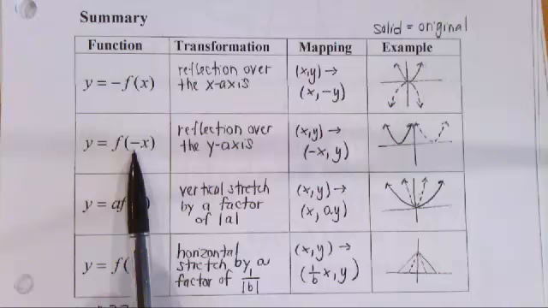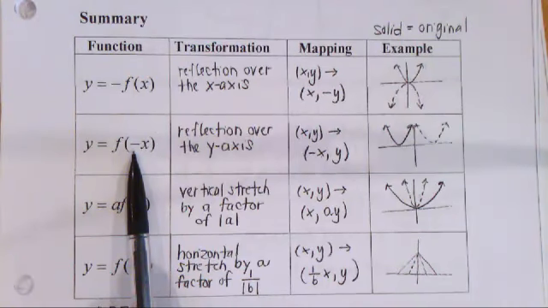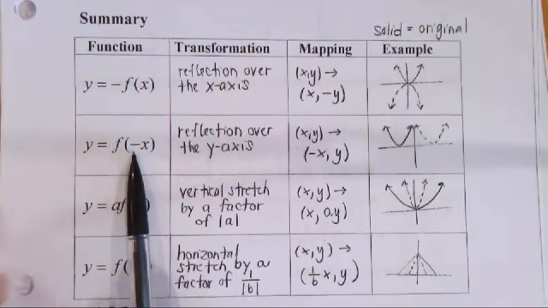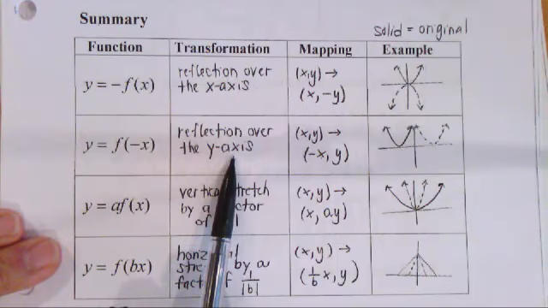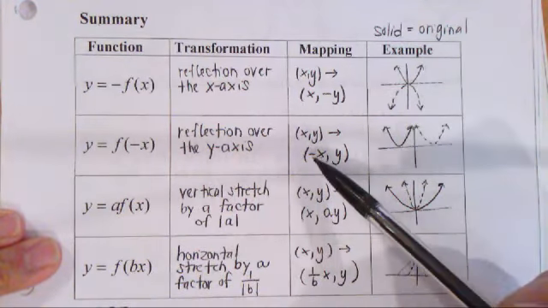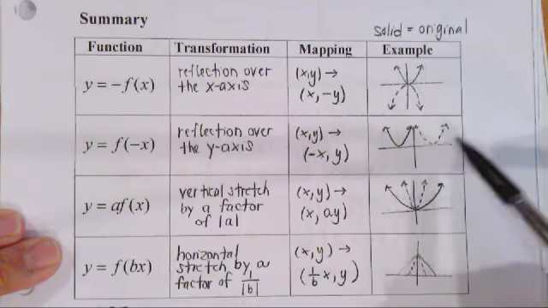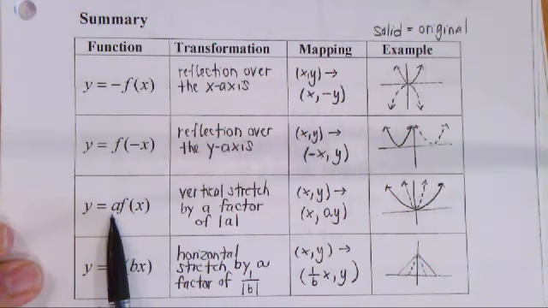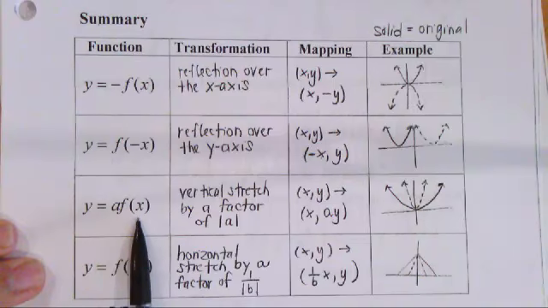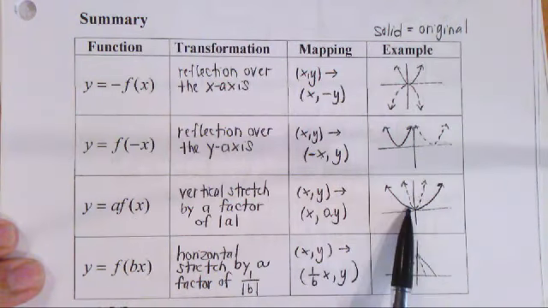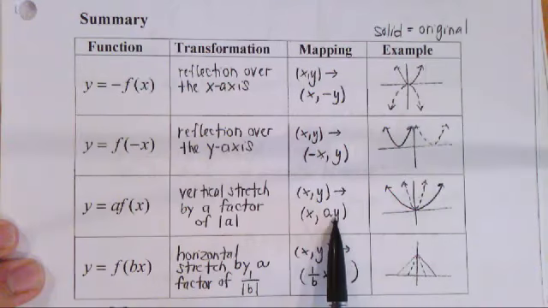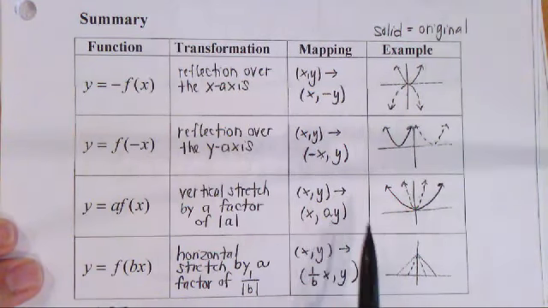When you've got your negative on the inside here, this is the reflection over your y-axis, and your x values get multiplied by -1. And this is what the transformation looks like here. When your a is out in front, so you've got a number that's multiplying all of your y values, this is how the change occurs. Your y values are multiplied by that factor.